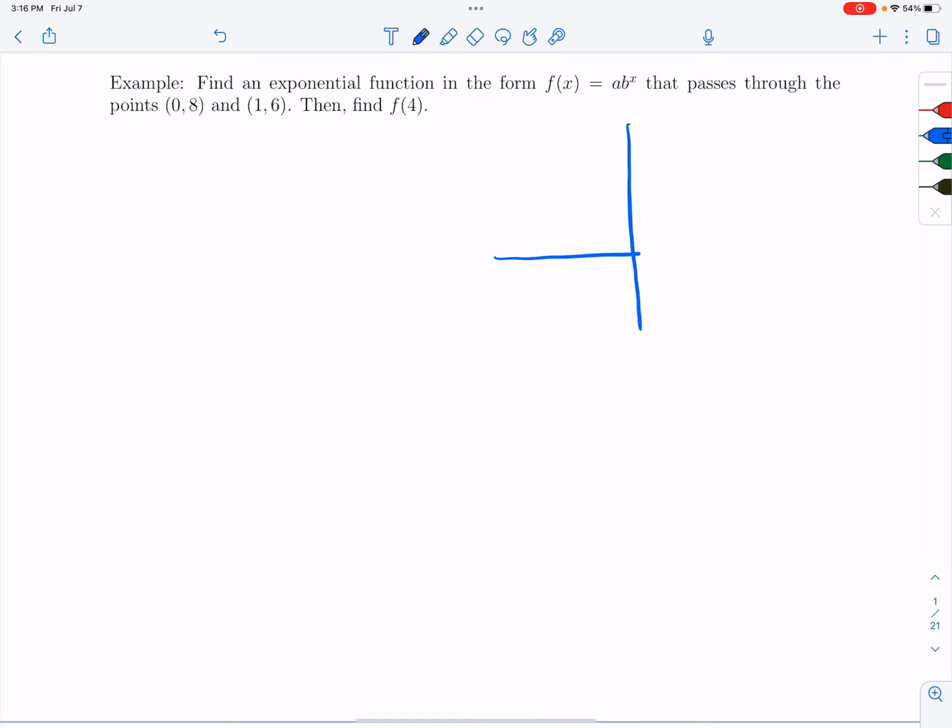So let me just graph that. (0, 8), it's going to be 8 up there, and then (1, 6). This graph does something like this. It's going to level out at some horizontal asymptote, but we're not certain yet what that is going to look like. Here's (1, 6). And then we want to know what this point is right here, f of 4. So let's find that equation.